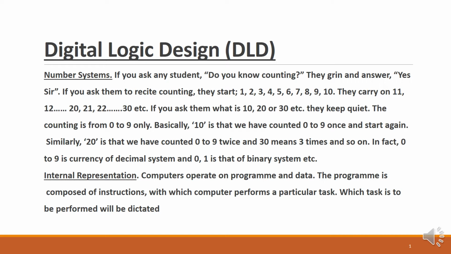Okay, ladies and gentlemen, the counting is from 0 to 9 only, because that is the currency of the decimal system. And basically when we say 10, that means we have counted 0 to 9 once, and we have put 0 and started again. Similarly, if we say 20, that means we have counted 0 to 9 twice, and we are starting again from 0. And similarly 30 and so forth and so on.